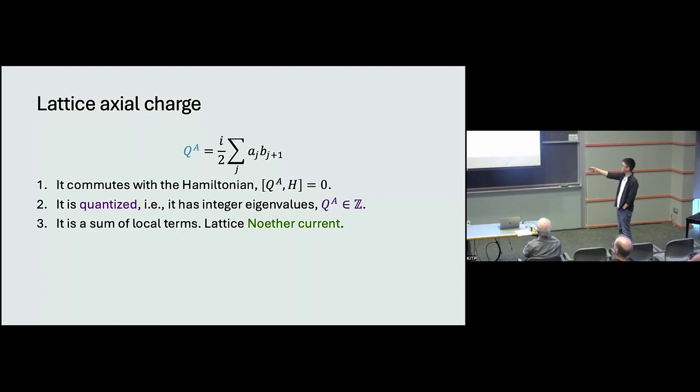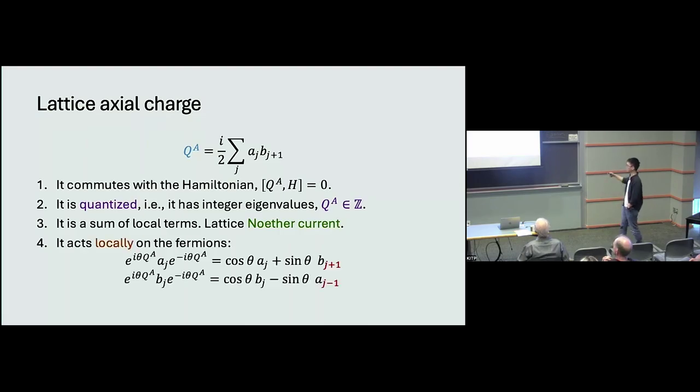Third, this QA is the sum of local terms on the lattice. It's not entirely on-site, right? So this fermion AJ talks to its nearest neighbor, BJ plus 1, but it's still local. One-side difference as you take the thermodynamic limit is nothing. So you not only have the notion of a conserved charge, you also have a notion of the time component of the Noether current on this lattice.